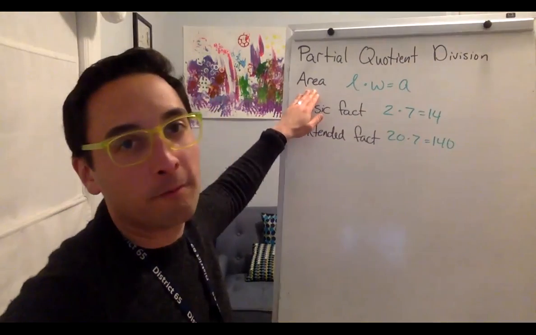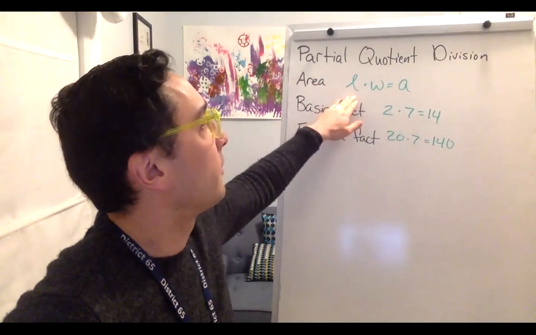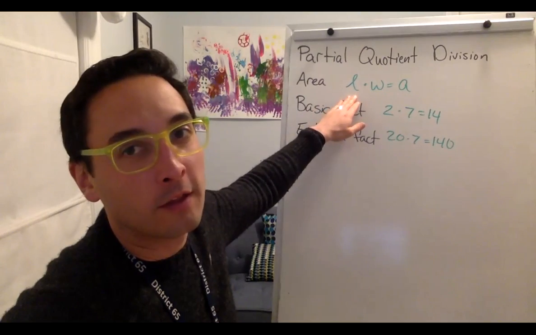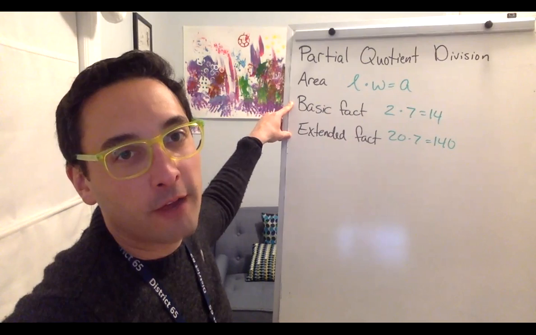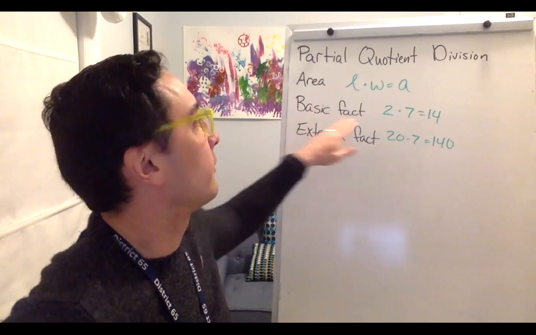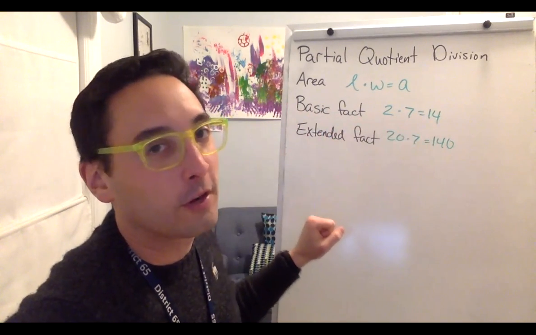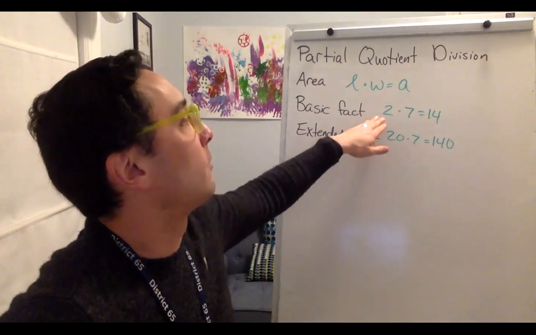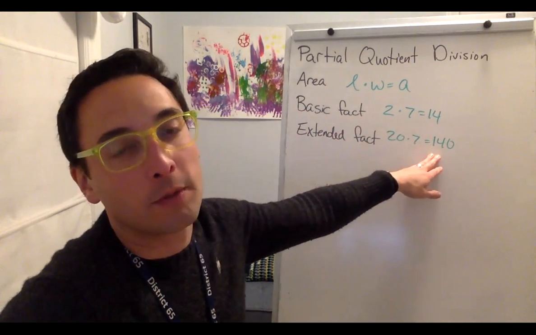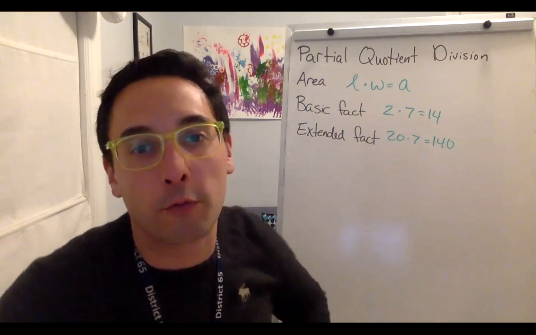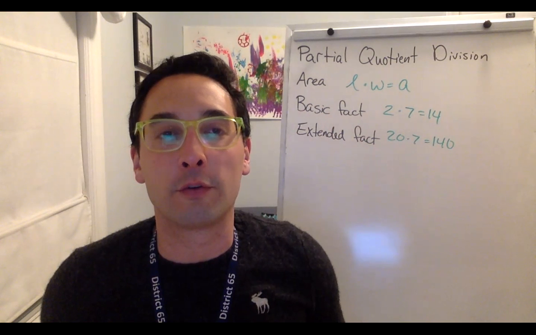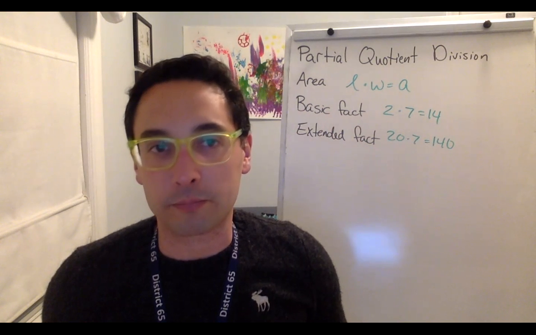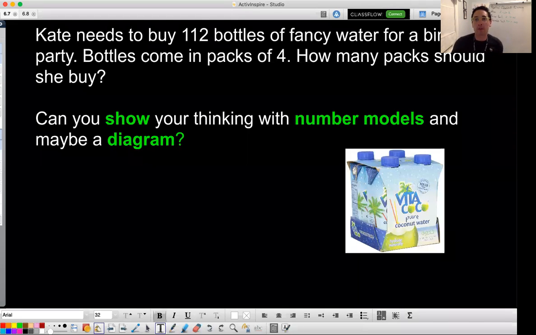Sometimes I'm going to talk about finding the area because the area is multiplication. Remember, we're doing length times width will get us area. I'll also talk about basic facts and extended facts. A basic fact is like 2 times 7 equals 14. An extended fact of that would be 20 times 7 equals 140. So keep some of those in mind as we go into our lesson.